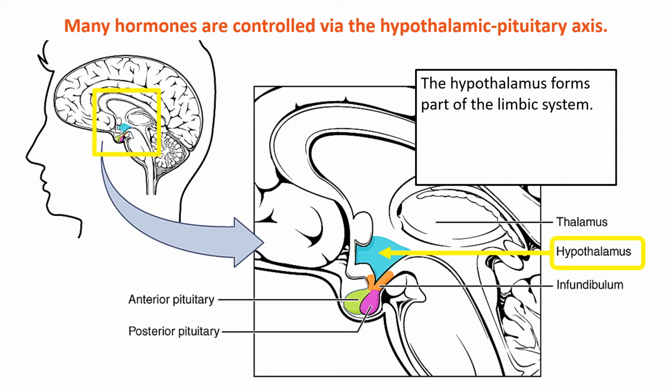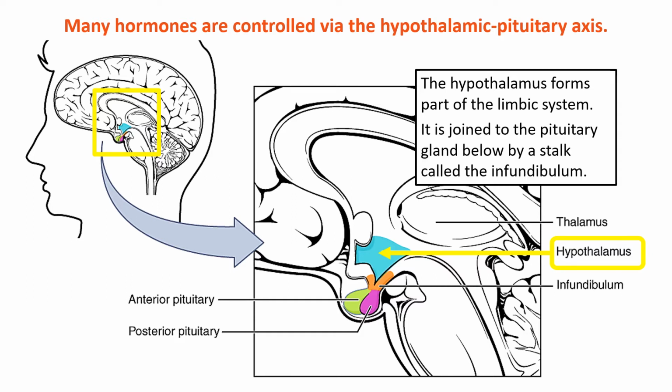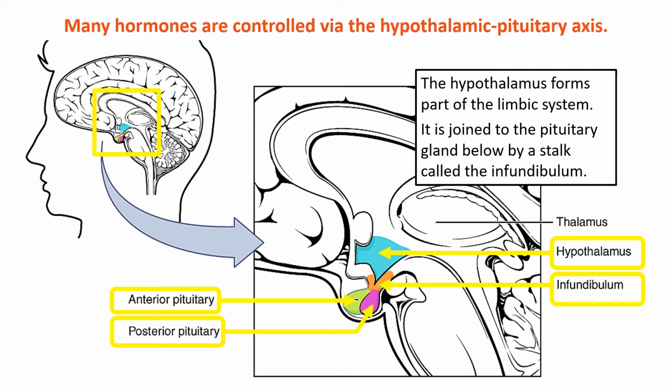There's our hypothalamus. It's joined to the pituitary below it by a little stalk, and that little stalk has a fantastic name. It's called the infundibulum. Just a little stalk. And below that, you can see, we have the pituitary.